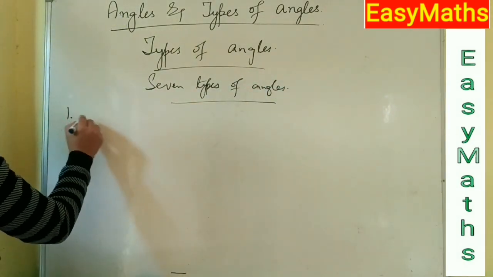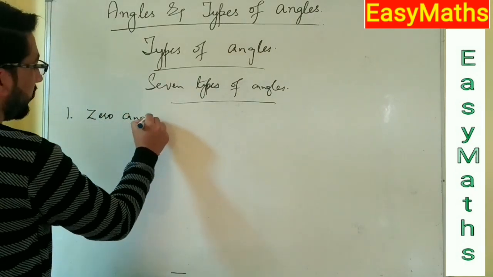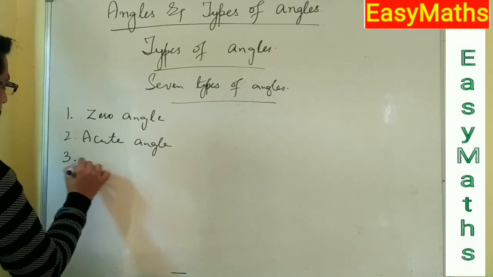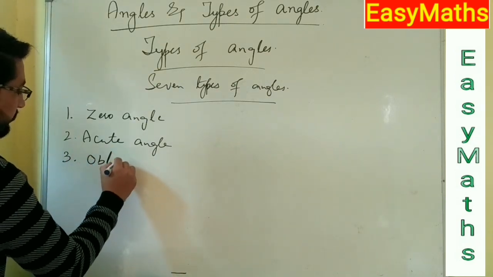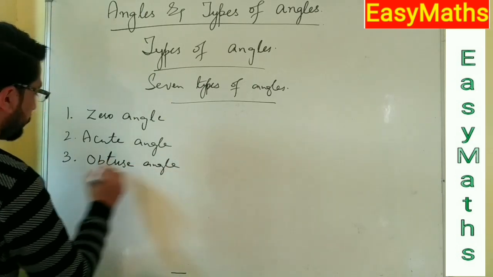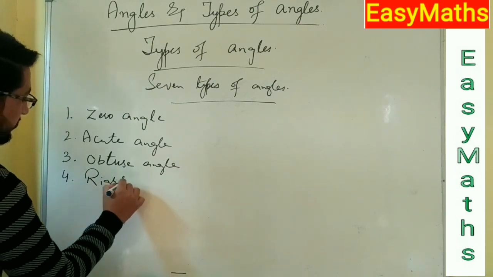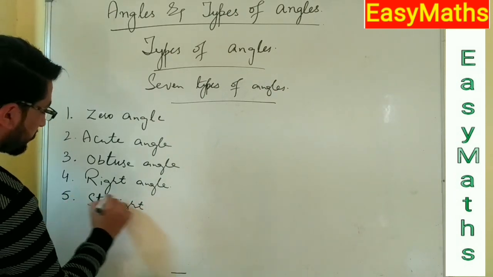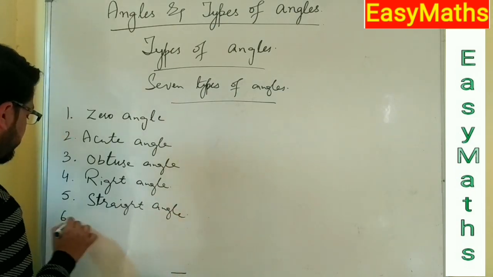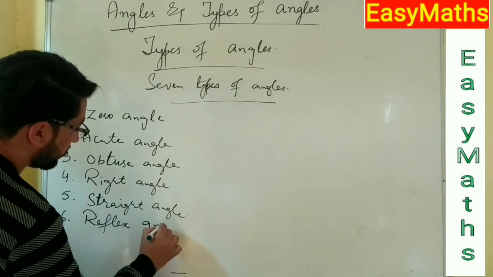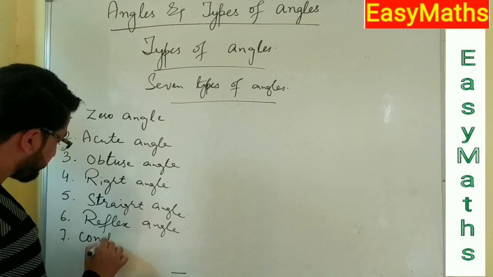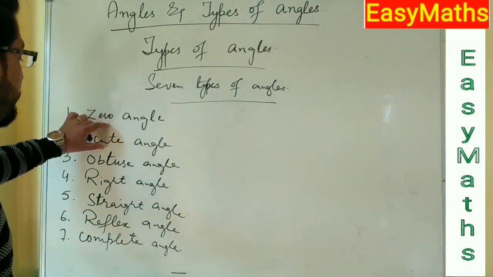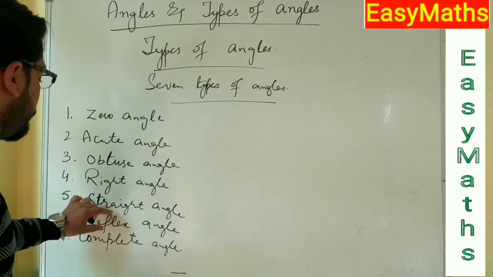So what are they? The first angle is zero angle. Second is acute angle. Third is obtuse angle. Fourth is right angle. Fifth is straight angle. Sixth is reflex angle. And the last one is complete angle. So these are the 7 types of angles: zero angle, acute angle, obtuse angle, straight angle, right angle, reflex angle and complete angle.